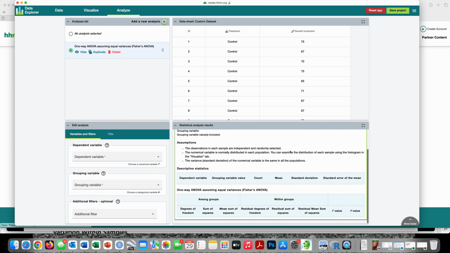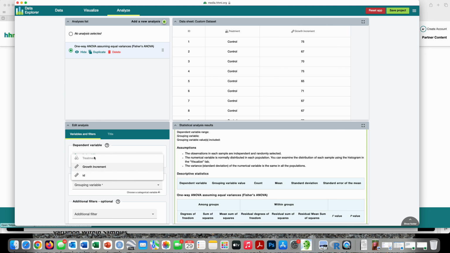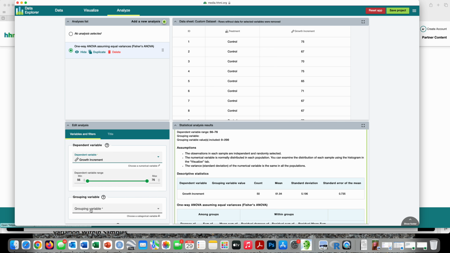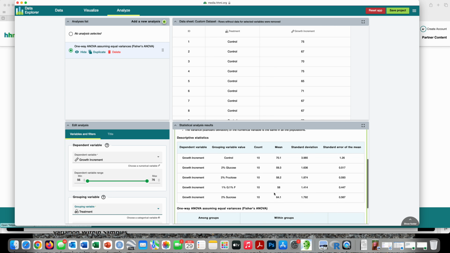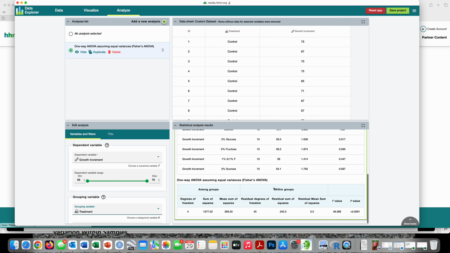It won't yet, because we haven't told it what the variables are. The dependent variable is growth increment, and the grouping variable is treatment. Once you do that, it's going to give you the means, standard deviations, and standard errors of everything, so they can check their calculations. Then it gives you the information you would normally see in an ANOVA table: the sums of squares among groups, the degrees of freedom among groups, and the mean square for among-group variation. Within group, once again, the sums of squares, the degrees of freedom, and the mean square.